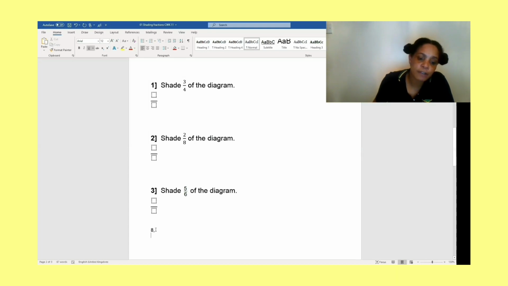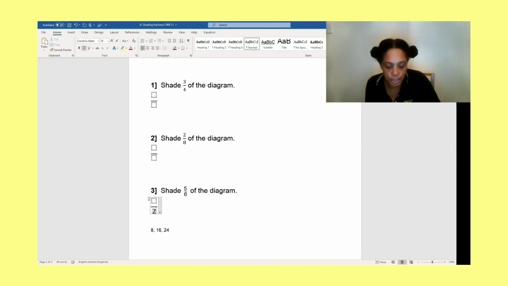The next number we can find is 16. 16 is in the 8 times table, it's in the 4 times table, but it's not in the 6 times table, so we can't use it. Next one is 24. 24 is in the 8 times table, it's in the 6 times table, and it's in the 4 times table, so we can use 24. So we're going to make our denominators 24.